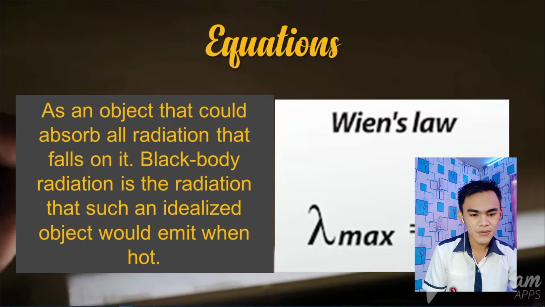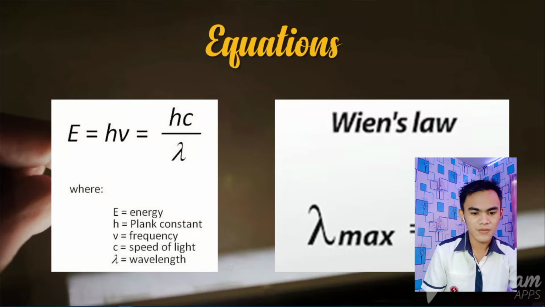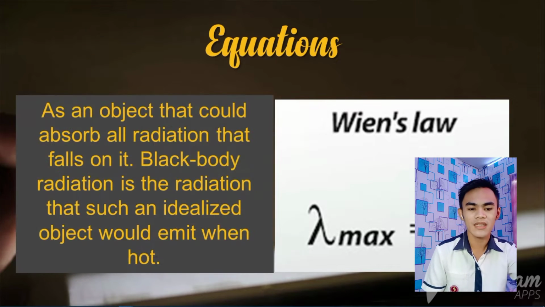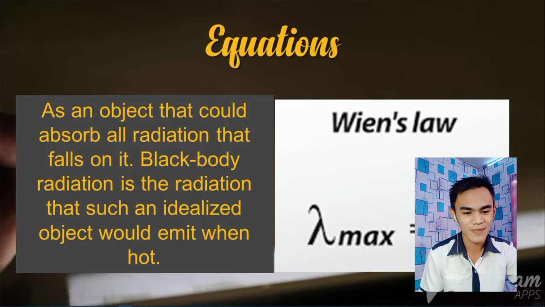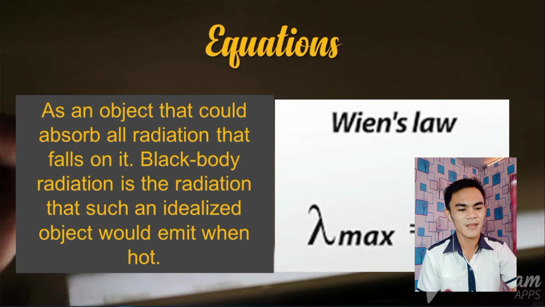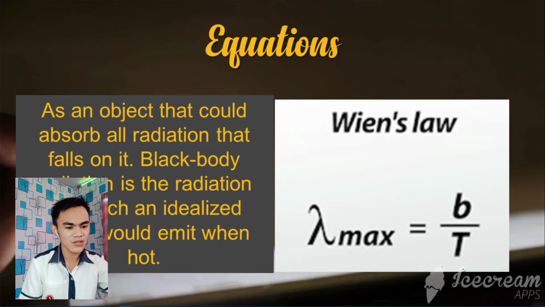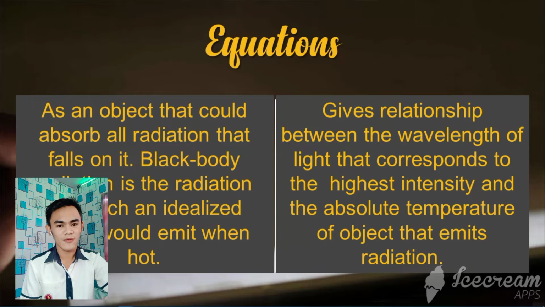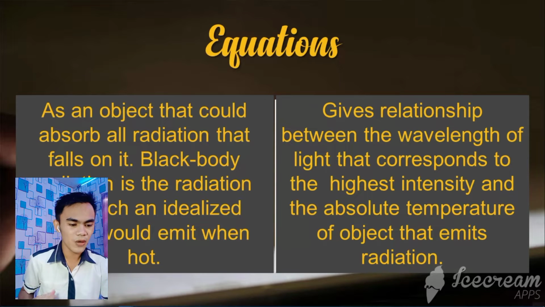And again, E is equal to hv or hc divided by lambda. Blackbody is also an object that could absorb all radiation that falls on it. That is the blackbody radiation in the equation, and it is the radiation that such an idealized object would emit when it is hot. And Wien's law is also a relationship between the wavelength of light that corresponds to the highest intensity and the absolute temperature of an object that emits radiation.